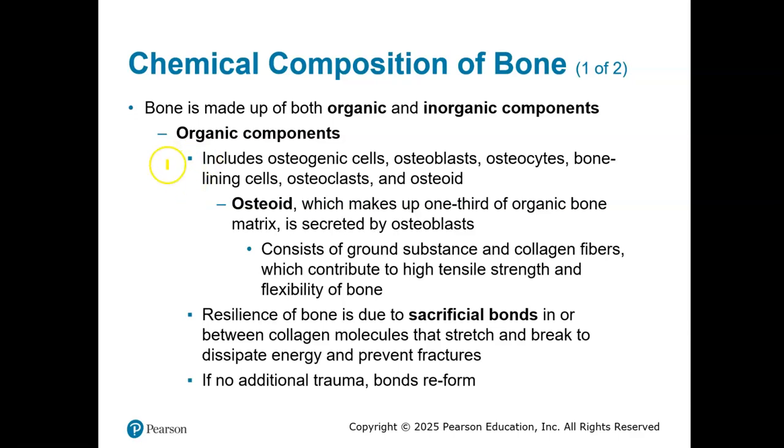So the components of bone are separated into the organic components, which includes the bone cells for sure, all the different bone cells. And then the osteoid is basically the part of the bone matrix that is organic. So it's secreted by the osteoblast. So it's going to consist of the ground substance and the collagen fibers.